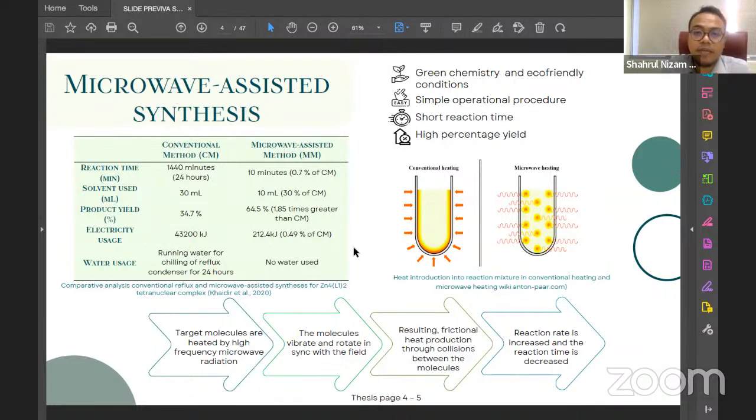I told you about the green chemistry principles. I'm not going to talk further on this, but if you have questions later, you can ask me. Now, okay, sorry. I'm not used to using the mouse. Somehow it's very confusing.